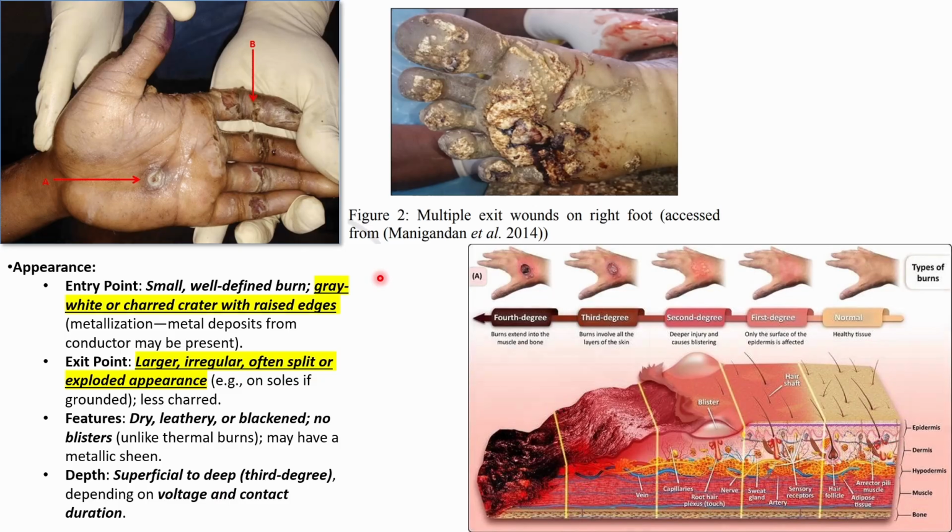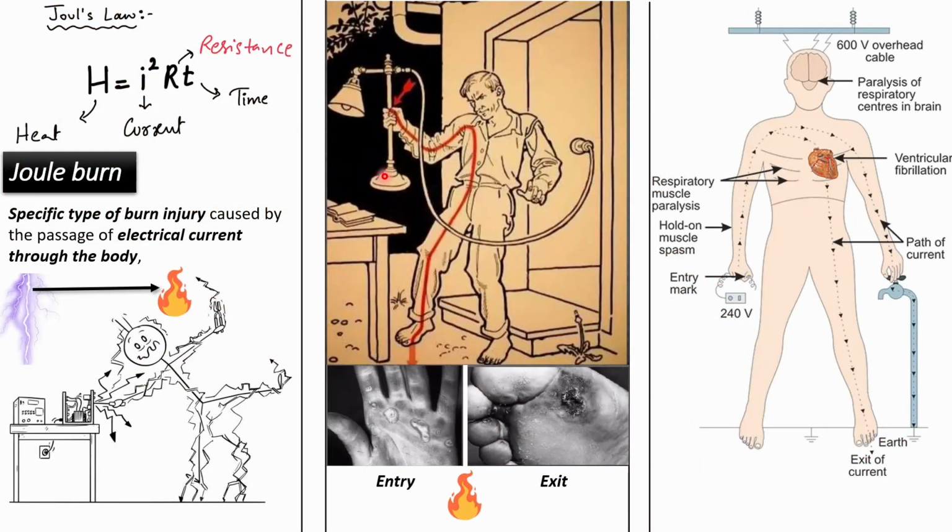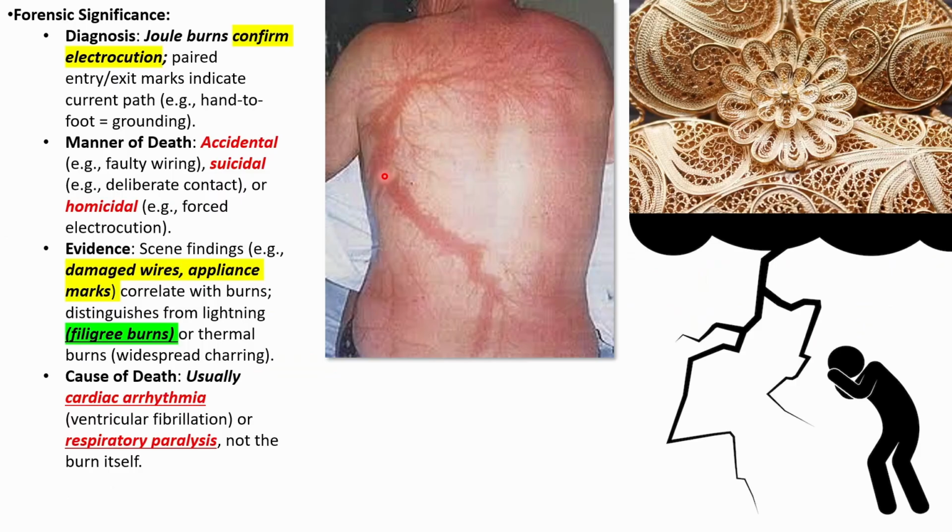Alright, so we have seen this also. We understood the mechanism, we understood the appearance too, and let's talk about some forensic significance. What is the forensic significance? The first thing is diagnosis. If you can see any Joule burns, the entry and the exit wounds, then you can confirm that this patient is dead because of some electrocution. The entry and exit wounds indicate the current path.